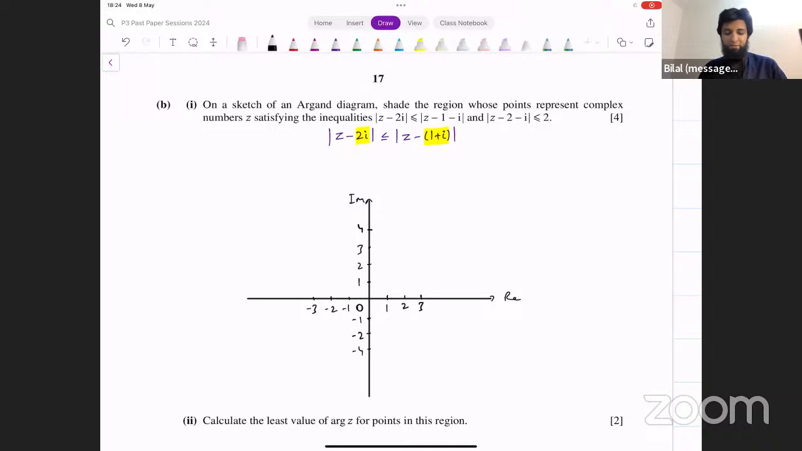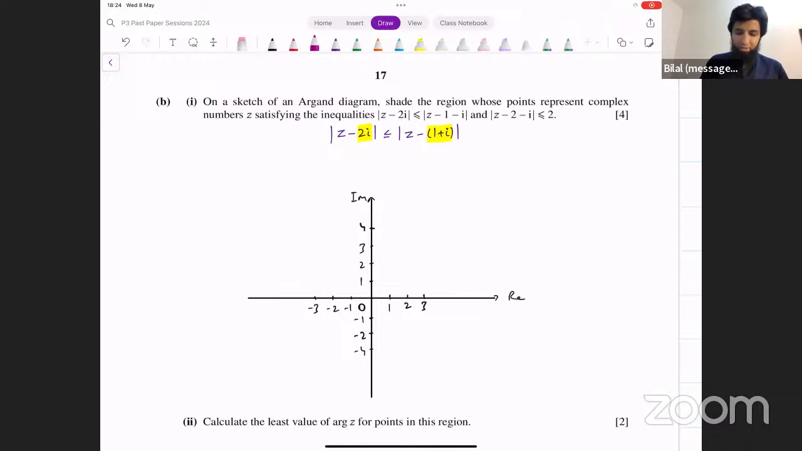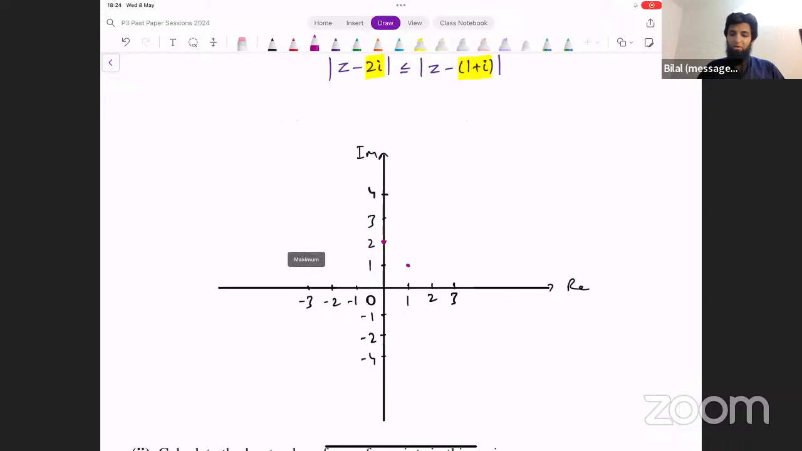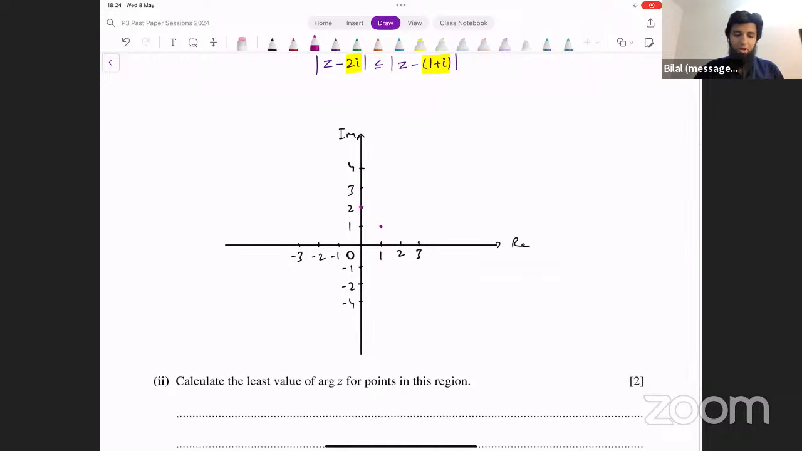Let's mark those 2 points first of all. One point is 2 iota. Where is that point going to be? Right here on the vertical axis. Then the other point is 1 plus iota. Where is that point? 1 on the right and 1 up. That is going to be this point here. You have to draw the perpendicular bisector of this. You can use a compass for that if you want, or you can do it like this. Find the midpoint of this line. That will be this. And just make a perpendicular from this.